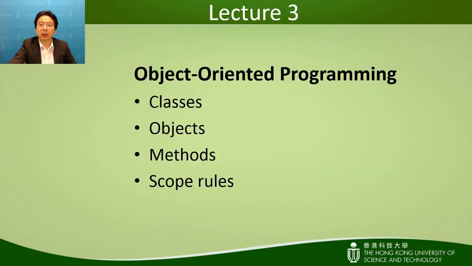In this lecture, I'll introduce the basic concepts of object-oriented programming using Java. I'll discuss the important concepts of classes, objects, and methods. Variables can be found in classes, objects, and methods. I'll also briefly talk about the scope rules on the meaning of variables under different conditions. Scope rules will be discussed in more detail in the next lecture.